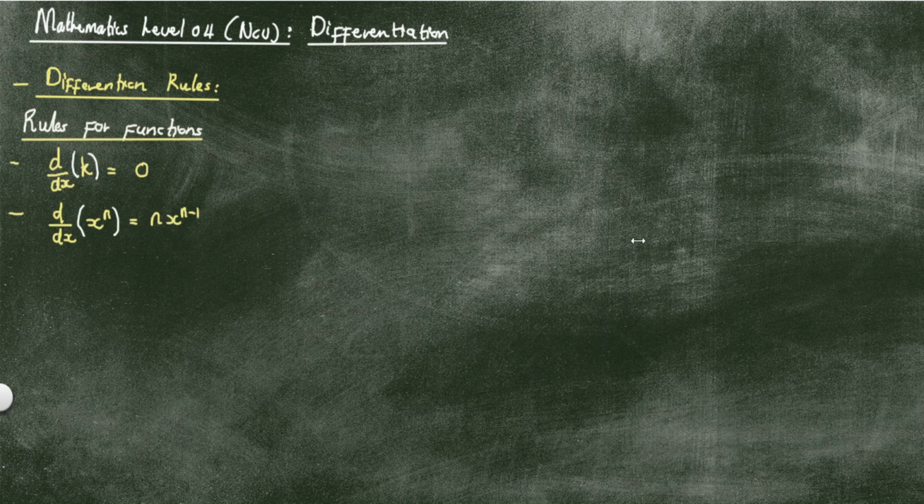Let's take another one. You now have x raised to exponent n. Differentiating with respect to x would give you something like this. This is what we refer to as the power rule. This is the power rule. Okay. Now let's take our examples.